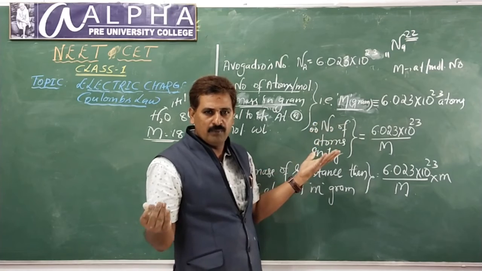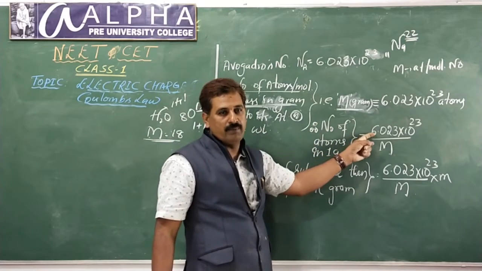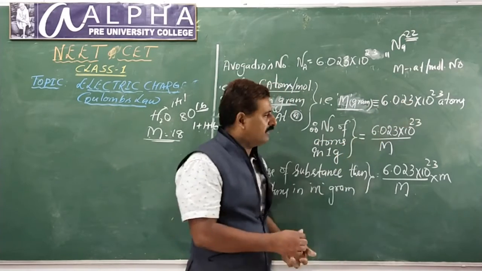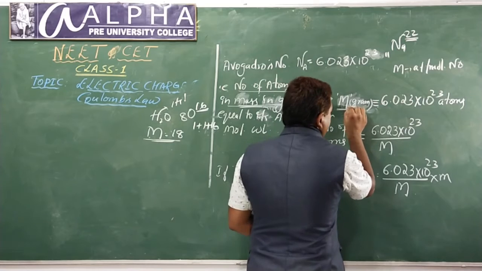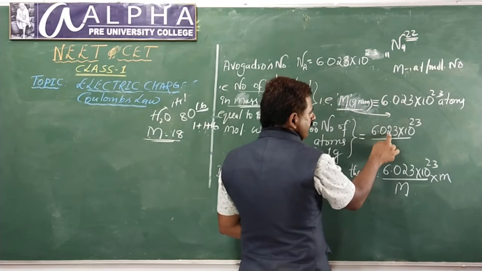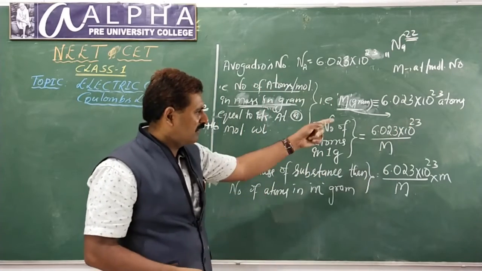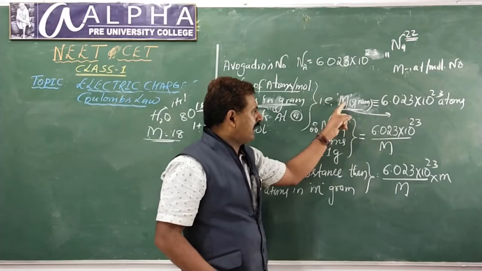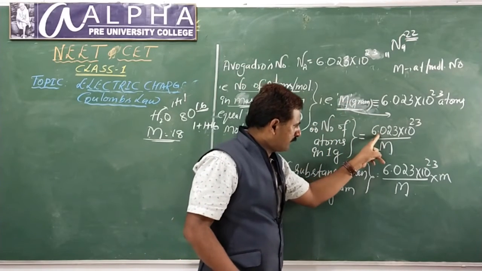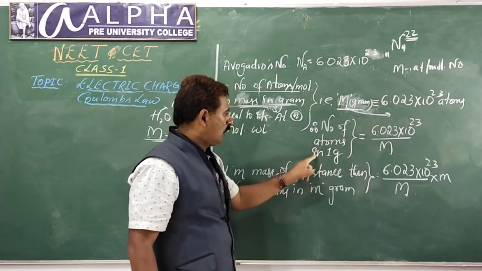Therefore, what is the number of atoms in 1 gram? For M gram, these atoms. For 1 gram, you just cross multiply. If you send M to the denominator, you are left with 1. So 1 gram has 6.023 × 10^23 divided by M atoms. This is the logic you have to follow. That is the number of atoms in 1 gram.